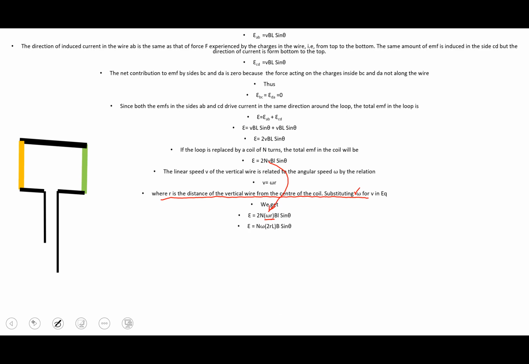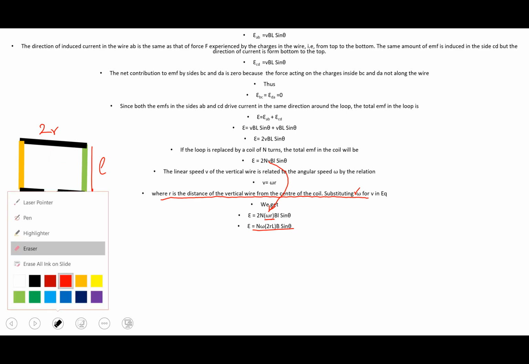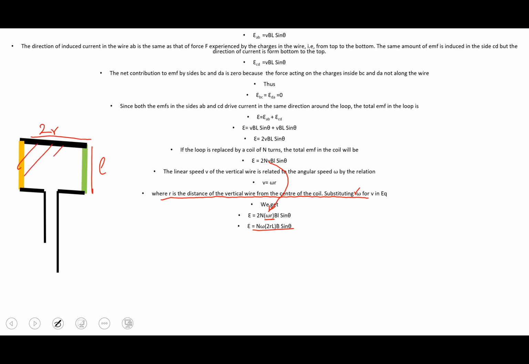So we can represent it in a different way. E is equal to omega times 2RLB sine theta. The length over here was L, and the radius, as you can see from here to here, is R. So R plus R is equal to 2R. If we multiply this 2R with the length L, we have the whole area of this coil. So instead of writing 2RL, we write A, which is the area of that coil right over here.